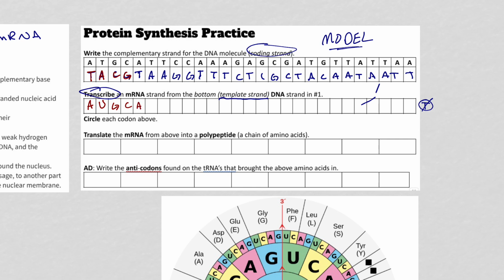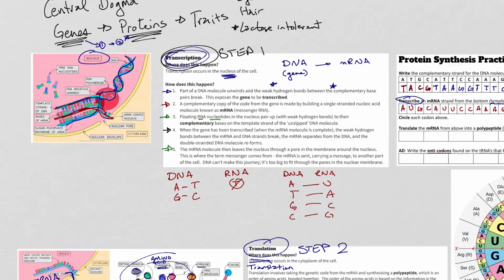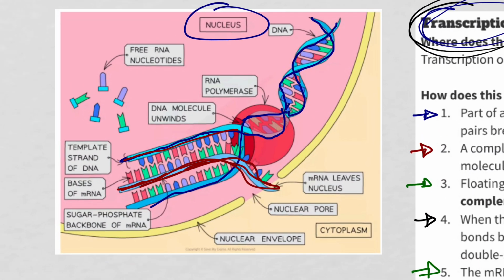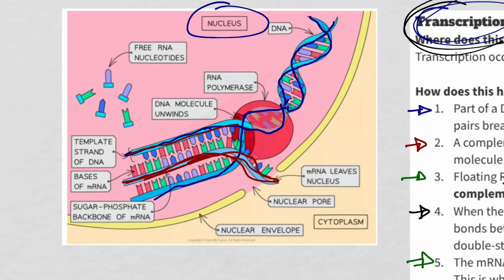All right, go ahead and do this. You can pause the video and come back to this. Practice transcription in your notes. Okay. This is the mRNA strand. So what we just did was transcription. That is this part up here. We just unwound the DNA molecule, and we used the template strand to make an mRNA molecule.